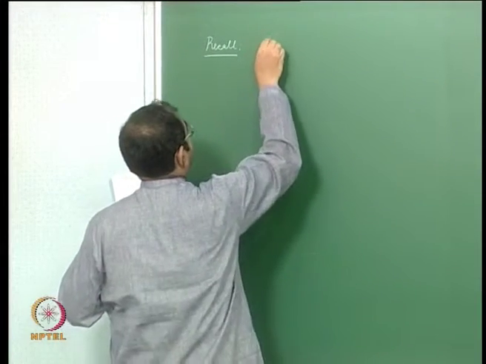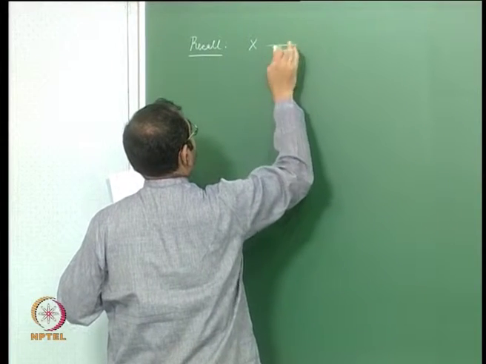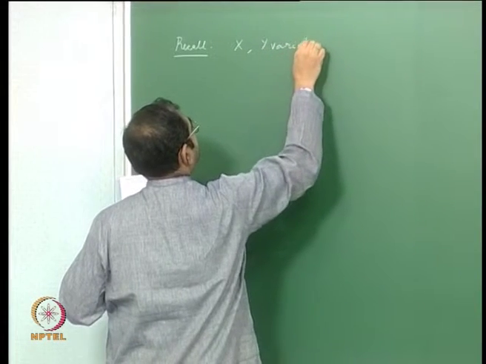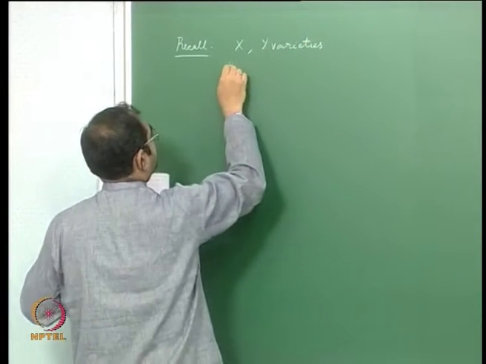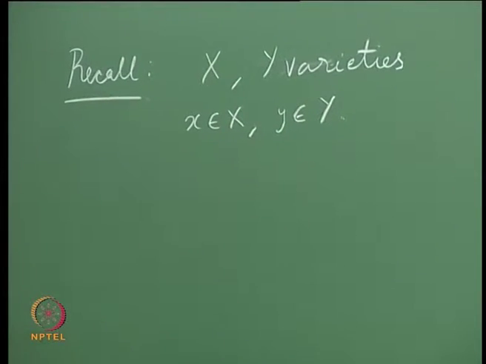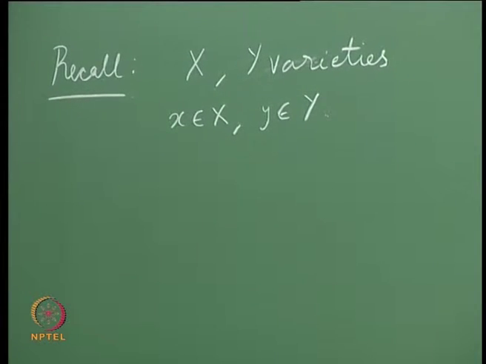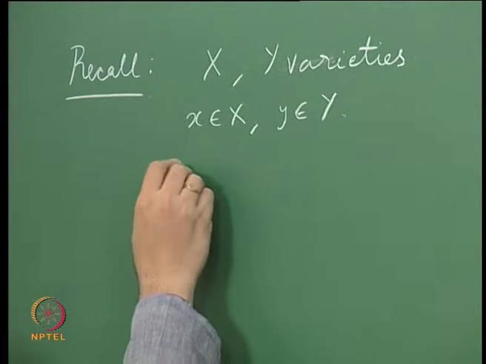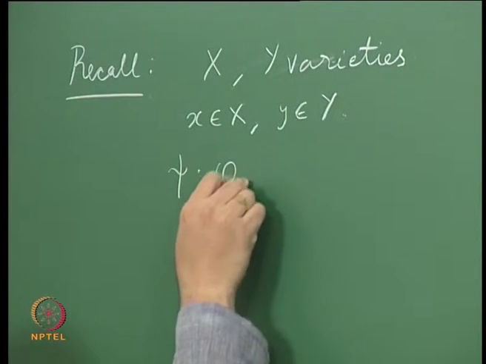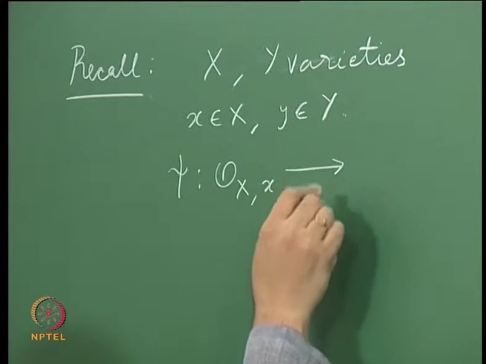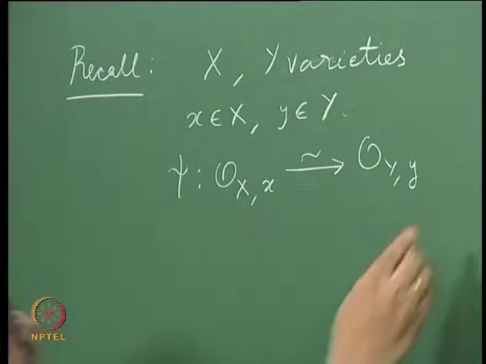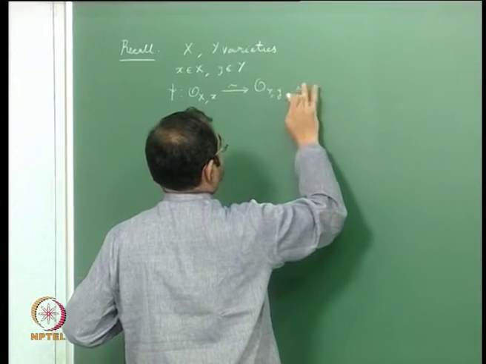so you had X and Y varieties, and you had small x in capital X, small y in capital Y, and you had psi from the local ring of capital X at small x to the local ring of capital Y at small y. You had an isomorphism, a K-algebra isomorphism.